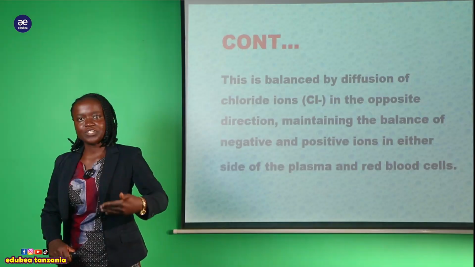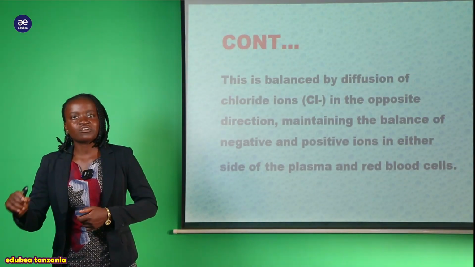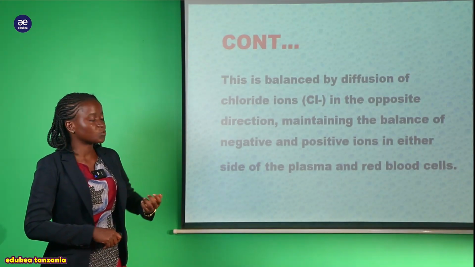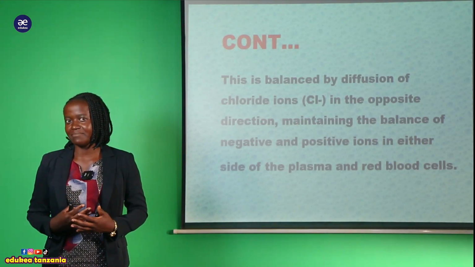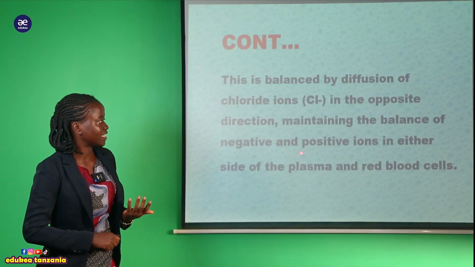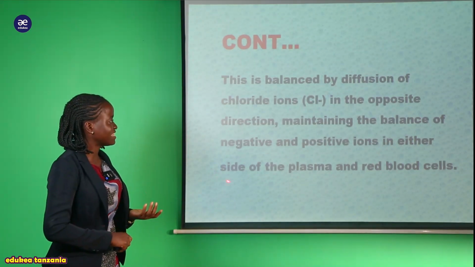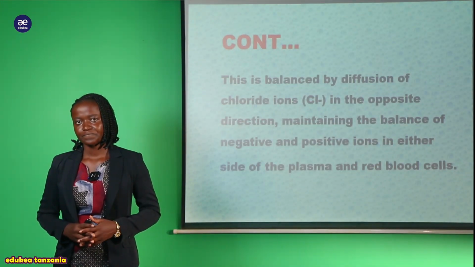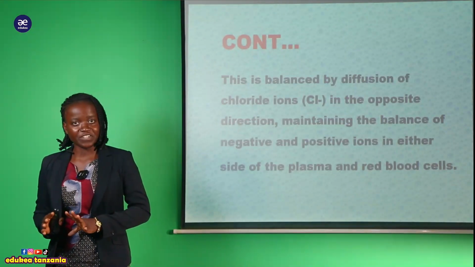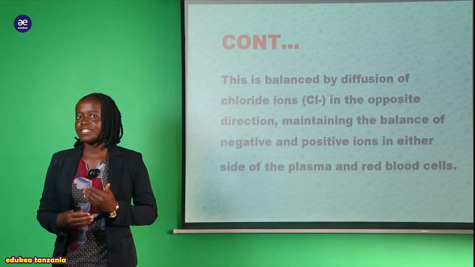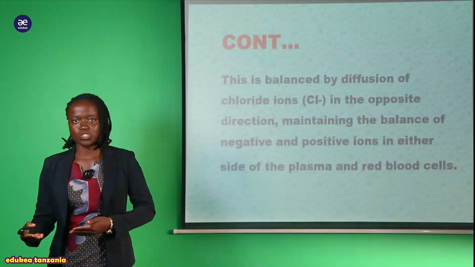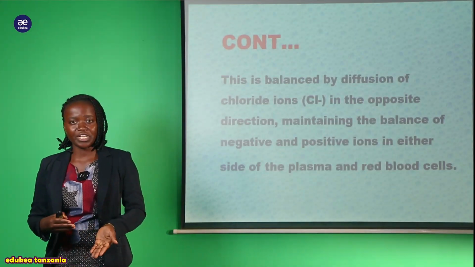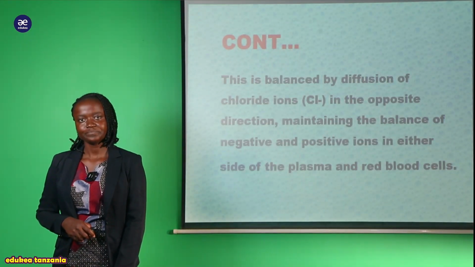So while the hydrogen carbonate is leaving the cell, the chloride ion tends to enter the cell. Na hapa sasa ndipo ambapo tutaenda kumaintain ile balance nzima. Now you can see here we have negative and positive ions on either side of the plasma and the red blood cells. So hapo ndipo ambapo ile positivity and negativity within the cell itapatikana kutokana na hiyo exchange. Ile chloride inaingia, lakini ile hydrogen carbonate inaondoka within a cell.